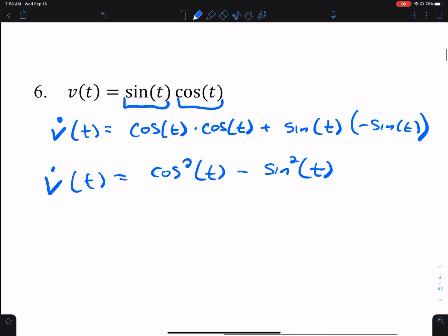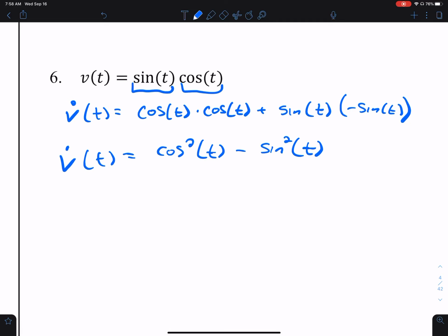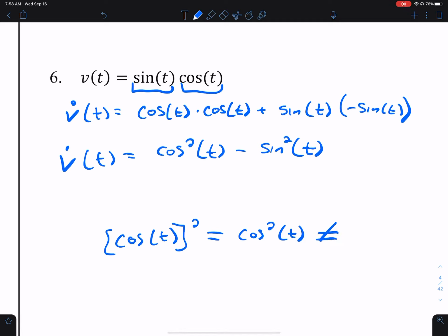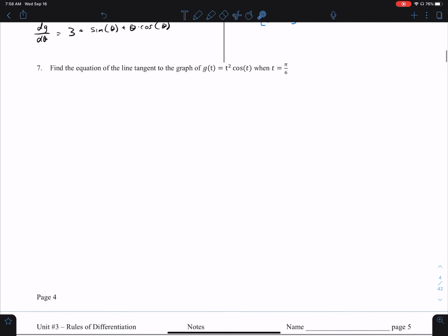Just a quick reminder, since this just came up organically, cosine of t squared is equivalent to saying cosine squared of t. It is not the same, heavy on the not, as cosine of t squared. Same, same, not same. All right, number 7.